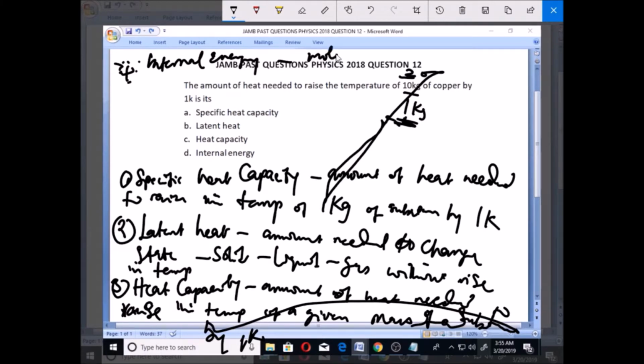So the molecular energy, the positioning of the molecules, that is what causes the internal energy. So from these definitions we can see that C is the right option, because heat capacity is the amount of heat needed to raise the temperature of a given mass, say 10 kg, it could be 20, it could be 30, it could be 100 of copper by 1 Kelvin.